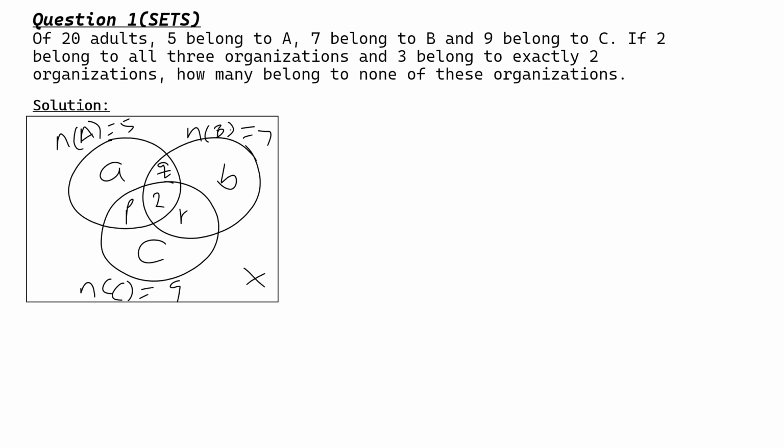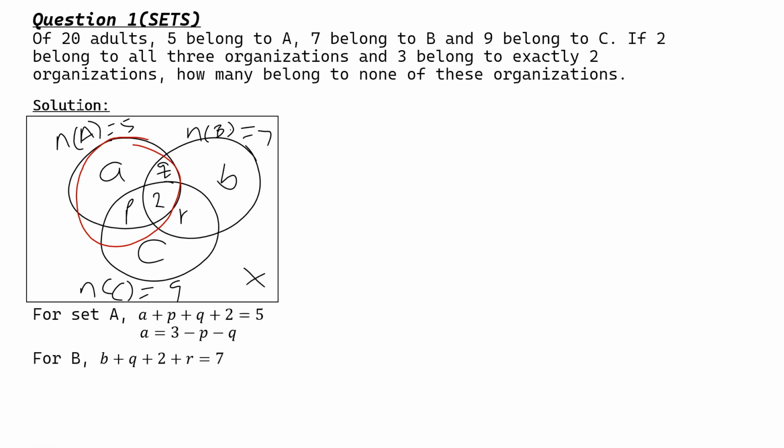Okay. Now how do we solve this question to find X? All we do is, first of all, let's find an expression for A only, B only, and C only. So for set A, considering this whole set, this circle, a, Q, P are in this circle. And the sum of these will give us 5. So we can get an expression for a and say a equals this. Simple. Now for set B, we can get an expression for B only, which is small letter b, to be 5 minus Q minus R. Simple. For C, we have c equals 7 minus P minus R.